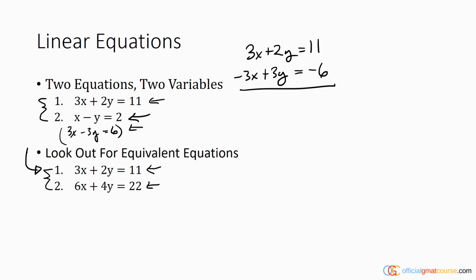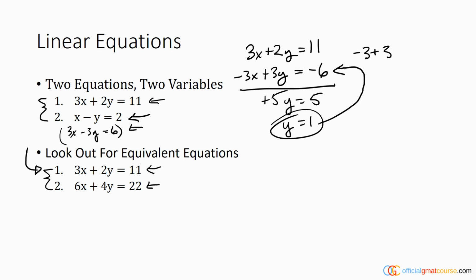And if I add these two formulas together, the x's will cancel out. I'm going to get positive 5y equals 5. And that tells me that y is equal to 1. Now I could plug that back into either of these equations. So say we plug it in here, and we get -3x plus 3 equals -6, because the y equals 1, so this equals 3. And that gives us -3x equals, subtract 3 from both sides, -9, x equals 3.